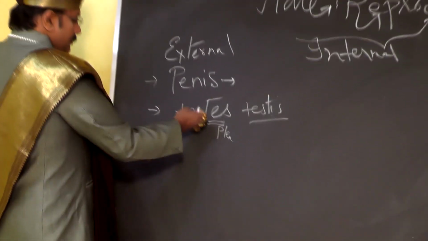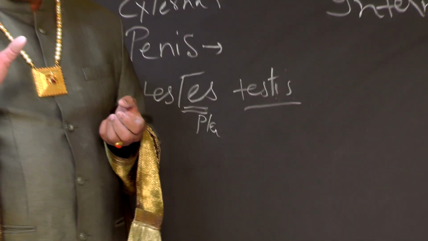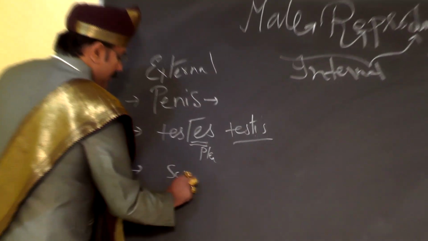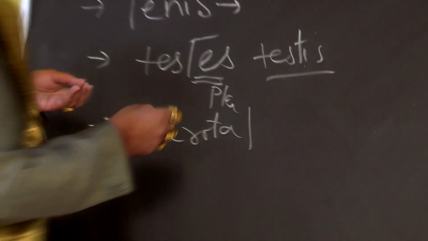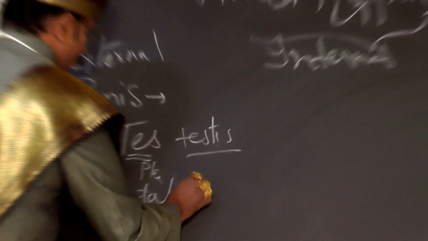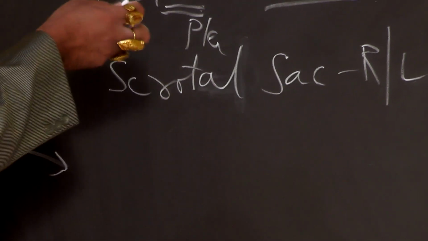These testicles are present in the scrotal sac. In the right half of the scrotum we have the right testis, and in the left half of the scrotum we have the left testis. So you have the scrotum, or the scrotal sac, with the right and left halves lodging the respective testicles.